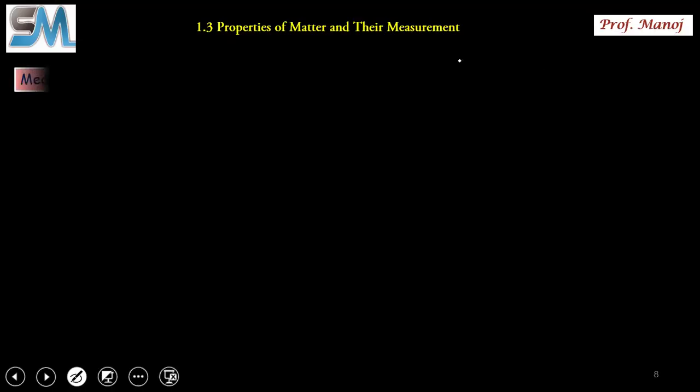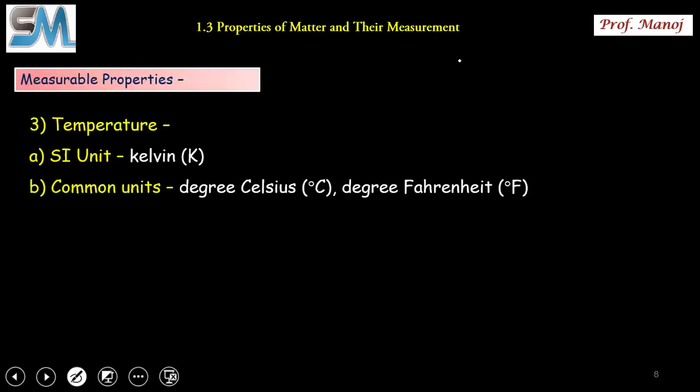Continuing further with other measurable properties, the most common one used in science is temperature. The SI unit is called Kelvin, and other popular units are degree Celsius and degree Fahrenheit. In olden textbooks, they used to write it as degree centigrade, but Celsius is the correct term. The major important thing is how do we convert these units?